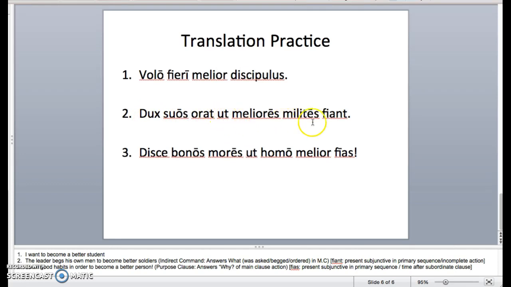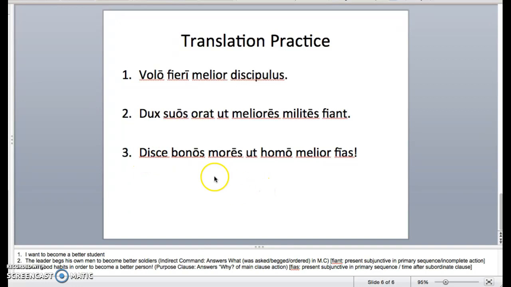And then we have an ut construction here. And so there's 2 options. It's either indirect command or purpose clause. We look at it and we remember there was an oro in the first part of the sentence, I beg, and we think that's probably going to be I beg his own soldiers to do something. Indirect command makes more sense. So we're going to try that first, and ut fiant, he begs his own soldiers to become meliores milites, to become better soldiers. Okay, to become better soldiers. So that would be that translation.